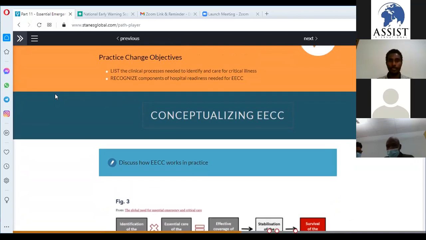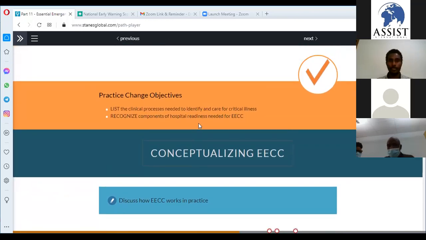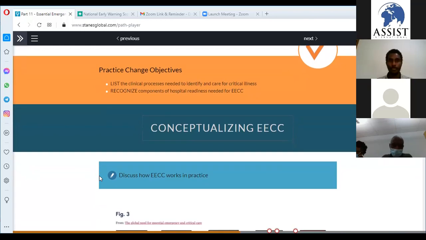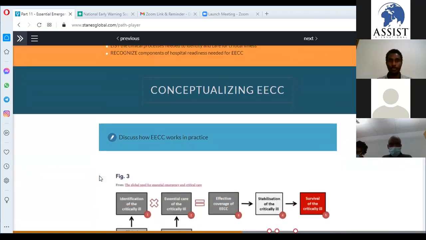So in this next discussion, you will need to list the clinical processes needed to identify and care for critical illness, and also you'll recognize components of hospital readiness. What are the hospital requirements to fully implement this essential emergency critical care?